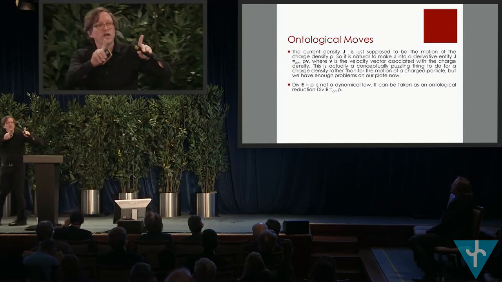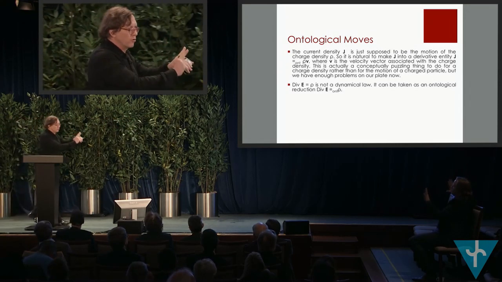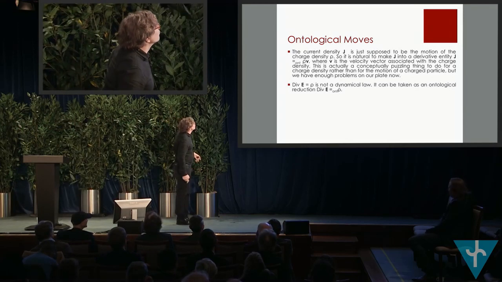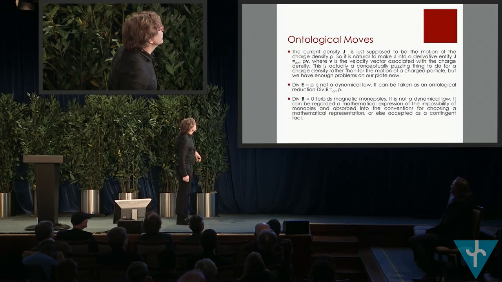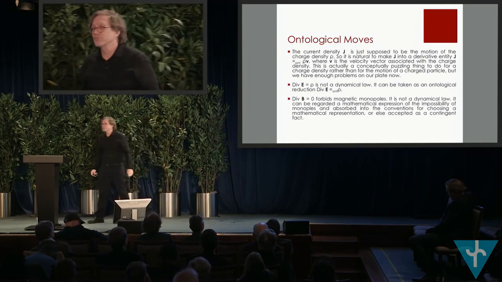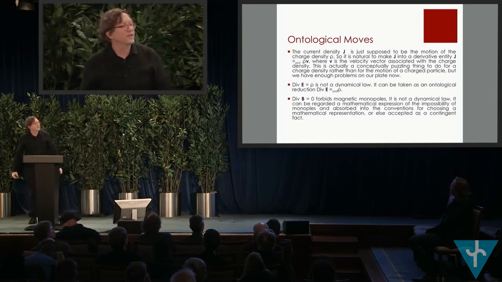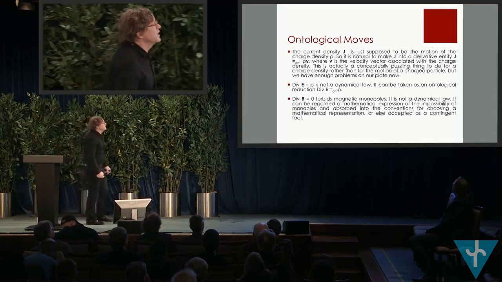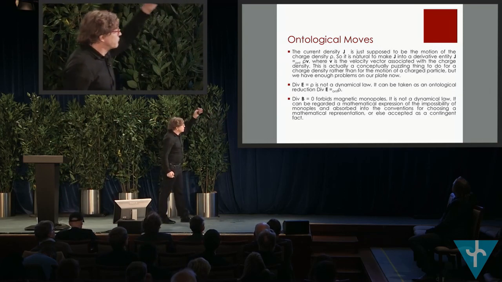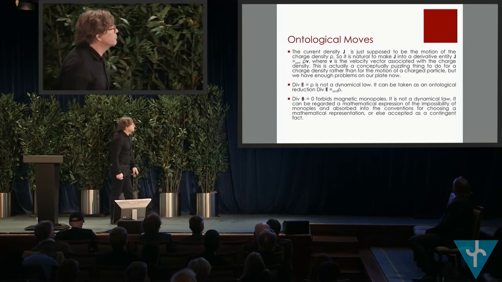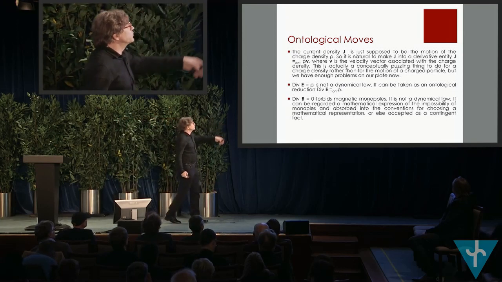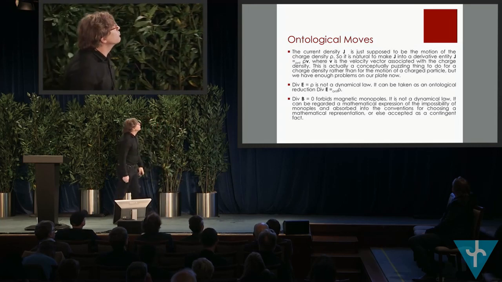So I'm talking about ontological moves. I move that equation out of the nomology, it's no longer a law, into another category. Similarly, for div B equals 0, you could say, look, that's just a mathematical way of saying there are no magnetic monopoles. It's not a dynamical law. You can regard it as a mathematical expression either of the physical impossibility of monopoles and absorb it into the conventions, or you can accept it as a contingent fact. So there are lots of ways to do this.